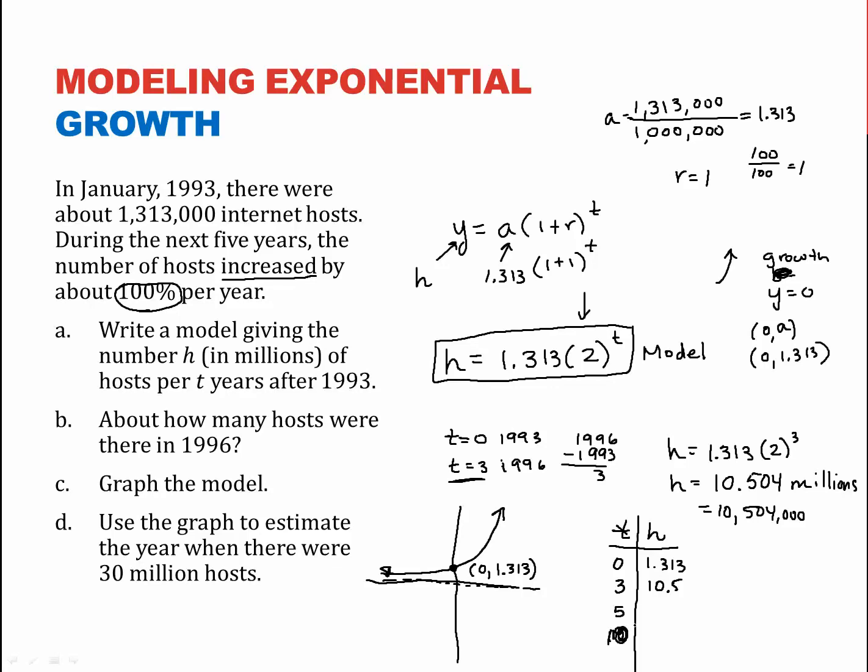All right, I'm going to pause the video. I'm going to calculate these. All right, when I use 5, I get 42. So that's not good. So let me try 4. 1.313, 2 raised to the 4th. I get 21. So it would be somewhere between 4 and 5 years that we hit 30 million hosts. So between 4 and 5 years. So 4 years and something is when we hit 30 million hosts.